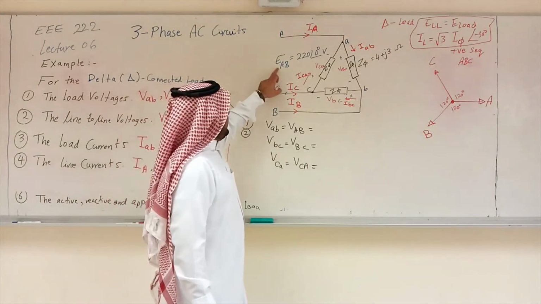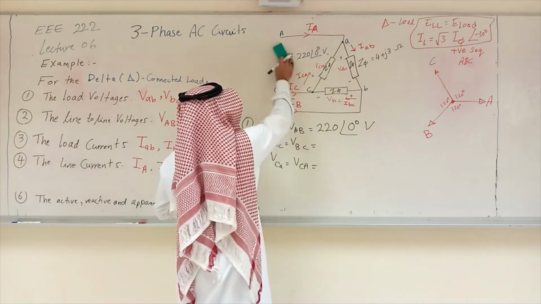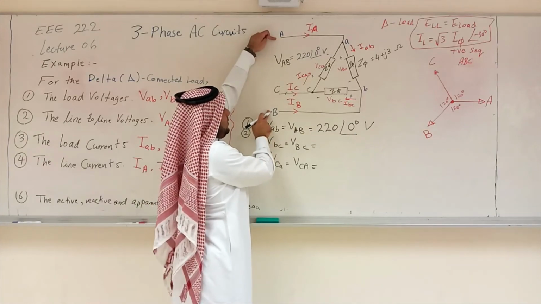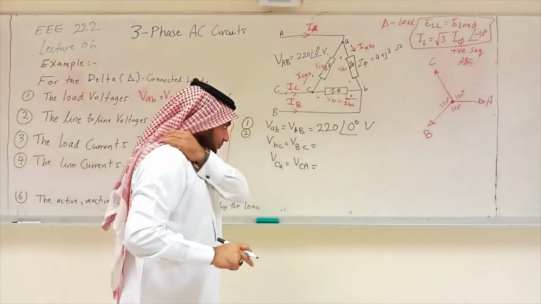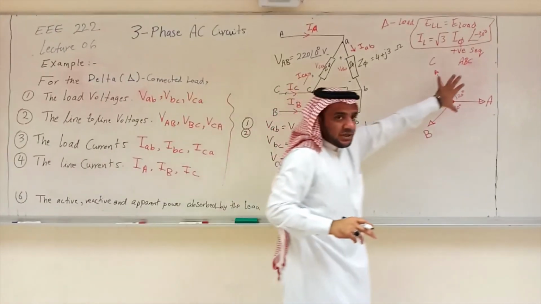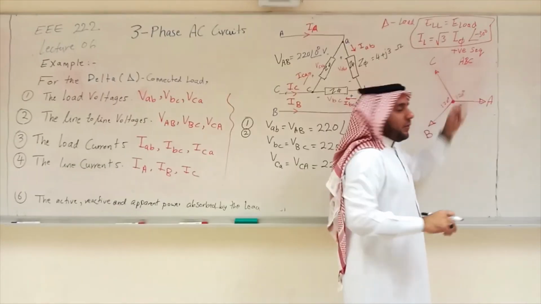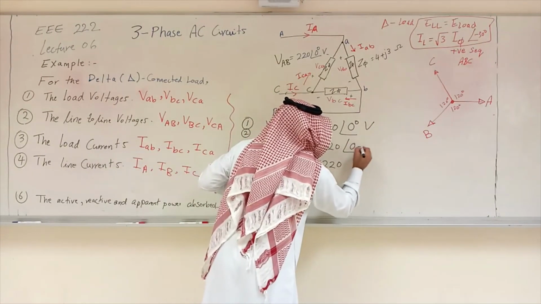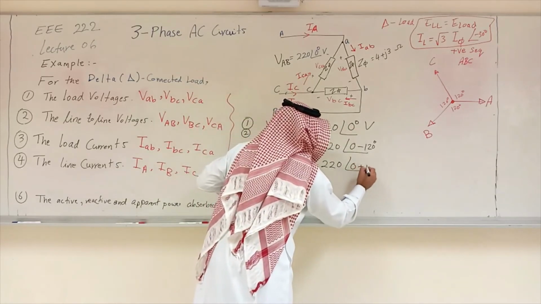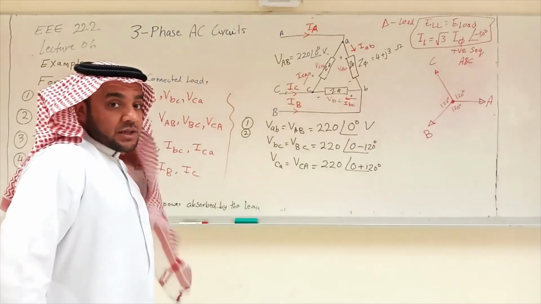What is given for us here? VAB is 220 angle of 0 volts. Between line A and B, the voltage is 220 angle of 0. So now the other voltages will be the same, 220, 220. The only difference is the phase shift based on this sequence. We are using ABC sequence: A first, B is lagging behind by 120, C is leading ahead by 120. So this is 220 angle of minus 120, and this angle here for C is plus 120. Number 1 and 2 are done. So these are the load and line voltages. They are equal in delta connection.